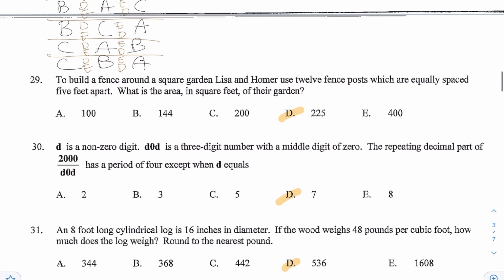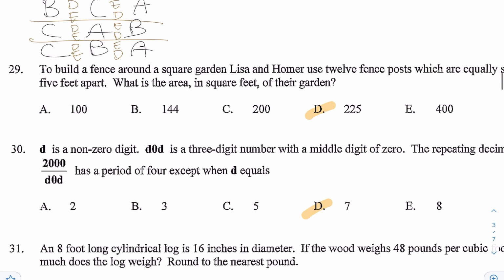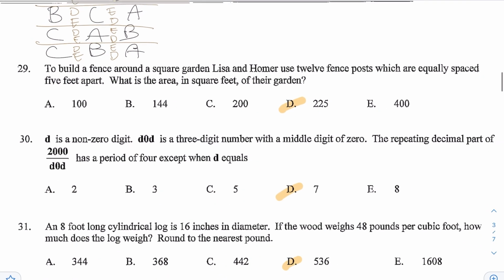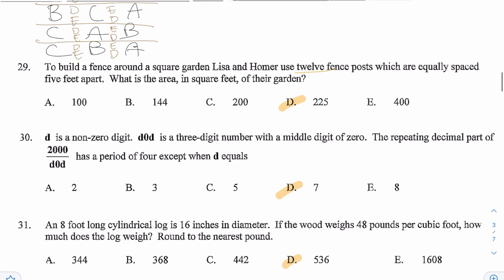All right, next one, number 29. To build a fence around a square garden, Lisa and Homer use 12 fence posts, which are equally spaced 5 feet apart. What is the area in square feet of their garden? So it's a square garden, and they use 12 fence posts, which are equally spaced 5 feet apart. So they only have 12 points.